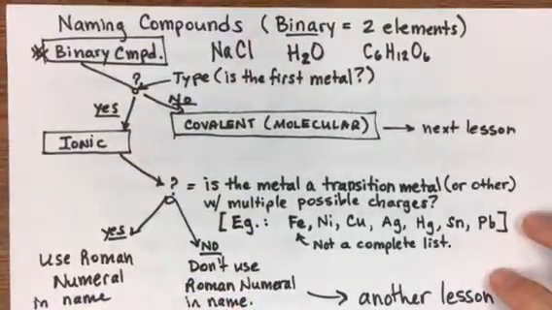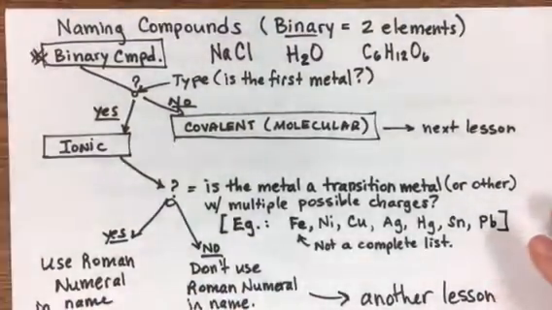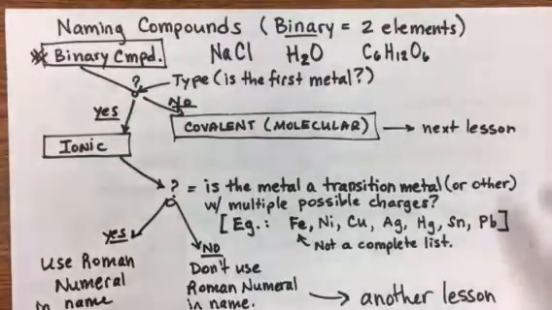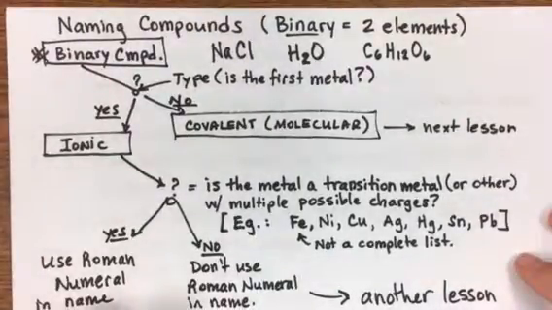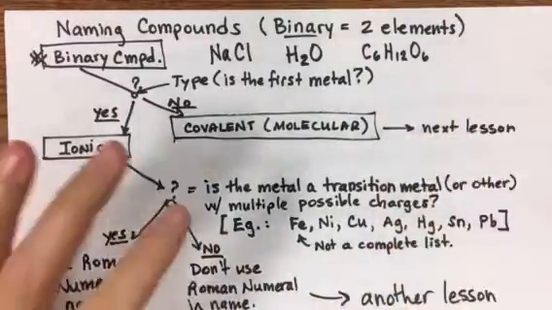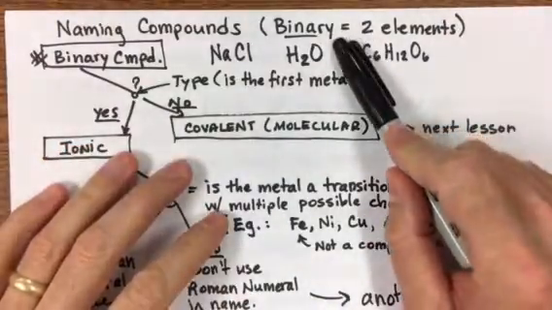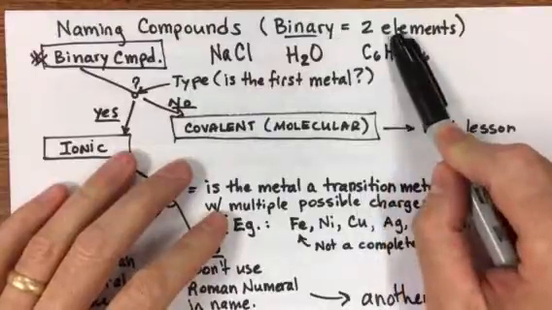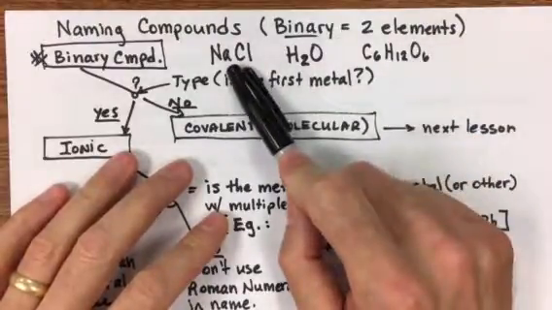This video is about how to determine the proper name of a binary ionic compound using Roman numerals. So the first thing in all of this is to make sure you have a binary compound, which means there's only two elements. A couple of examples.